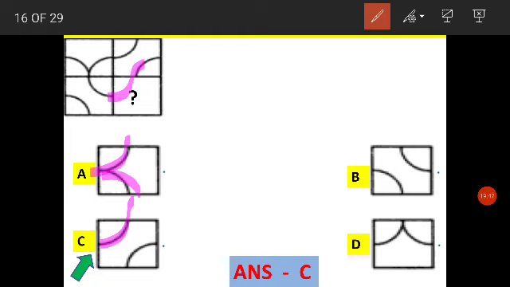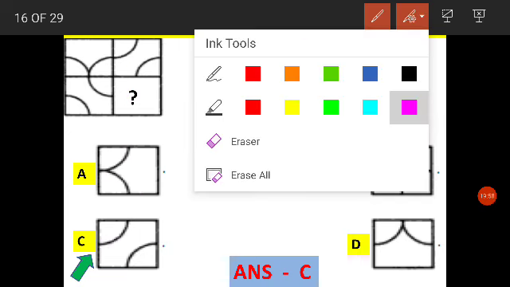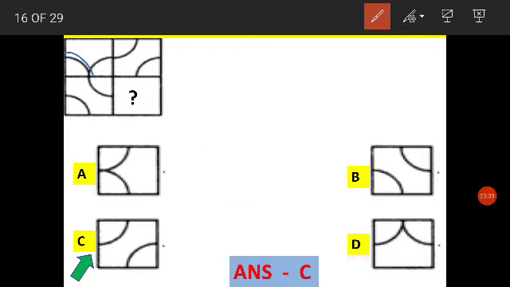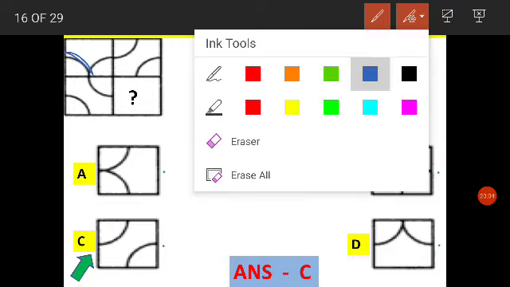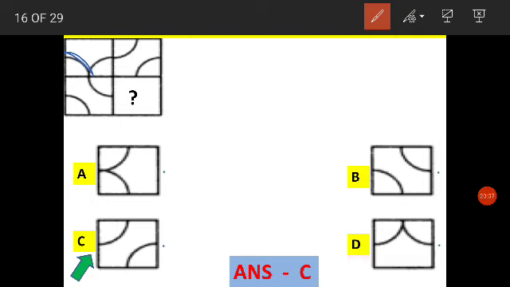So this is also possible if you see this figure, and this is also possible. So how do you differentiate? If you see this line, it is making a pattern here, and this pattern is mirrored here. So if you see this line here, it should mirror here. So this becomes your answer.